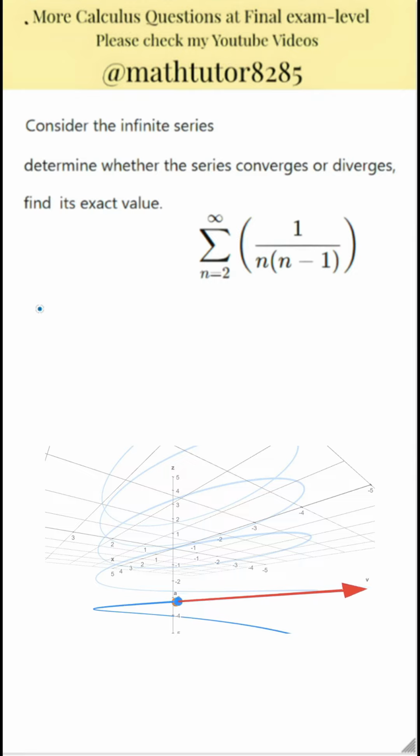A student begins calculating the partial sums of the series and notices a clear pattern emerging. Use this sequence of partial sums to determine whether the series converges or diverges. If the series converges, find its exact value.